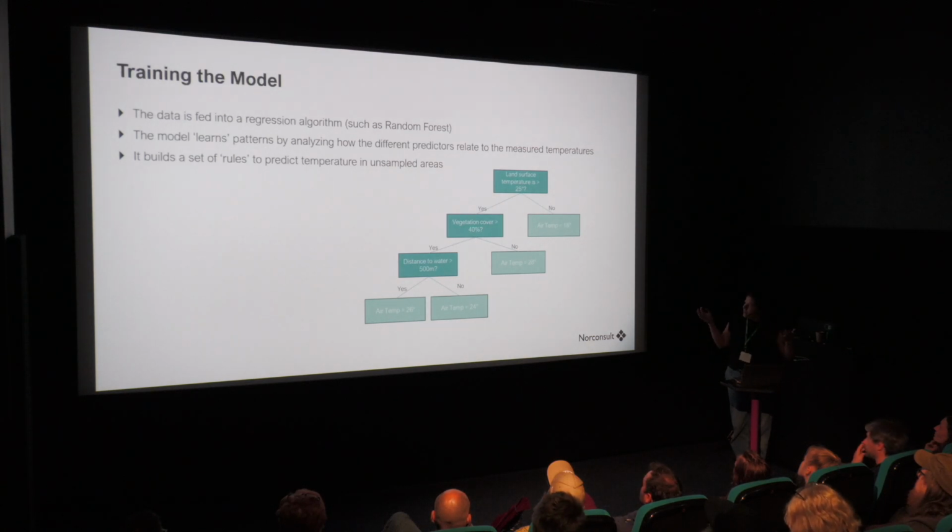That, okay, we see a lot of times when there's a lot of vegetation, it's a lot cooler, the things that I said earlier. So then later it knows these rules to predict temperature in areas that are unsampled, or where we don't have the weather station as ground truth.